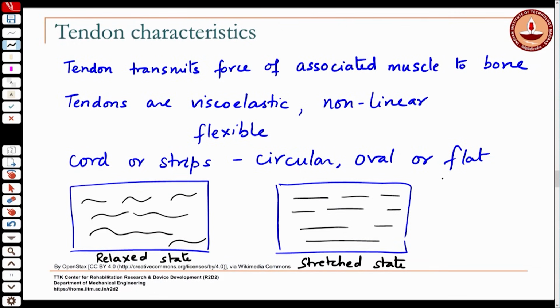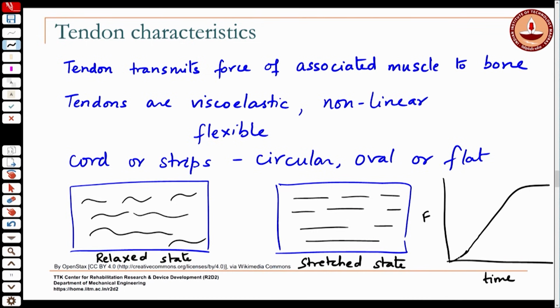So, if you look at force versus time, the force that is transmitted versus the time, you will see that initially because of the slack in the tendon, the force transmission to the bone is low, and then the force increases linearly and then levels out.